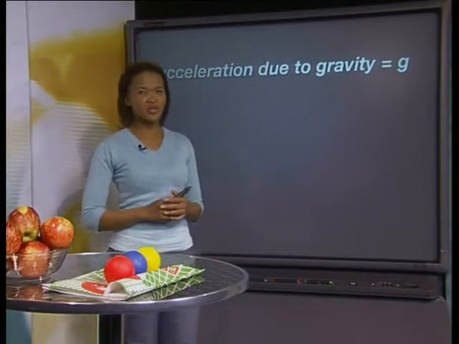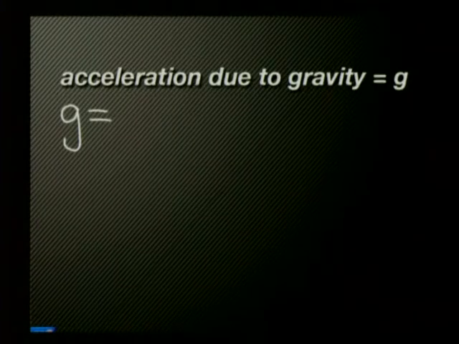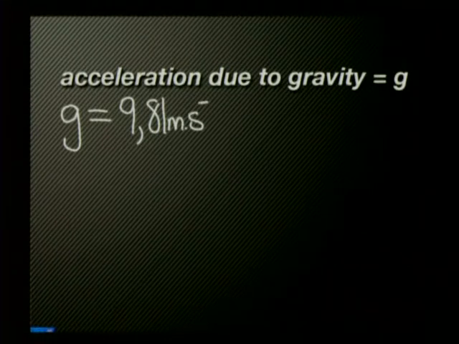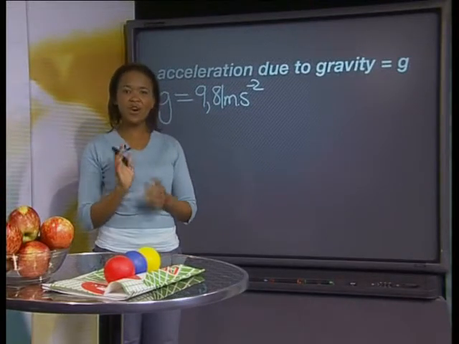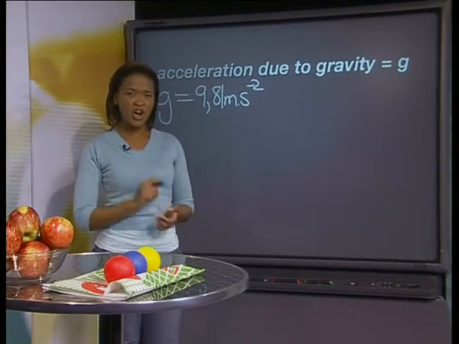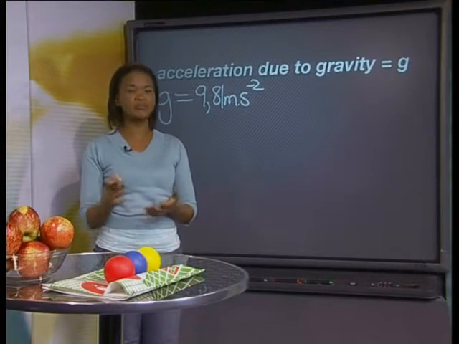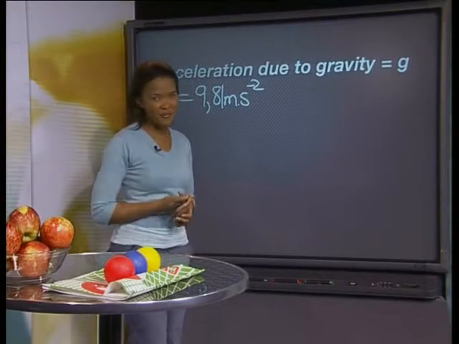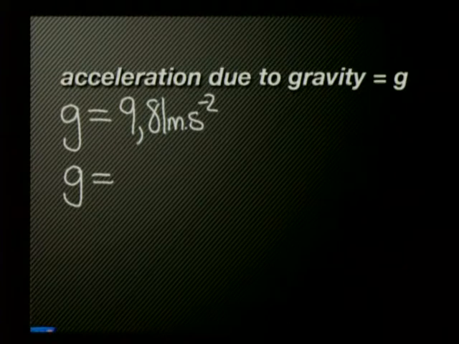The acceleration due to gravity on Earth has a value of 9.81 meters per second squared downwards. This value has been calculated for objects falling in a vacuum. When objects fall in air, they have a slightly smaller acceleration because of air resistance. For our purposes, we will approximate this value to 10 meters per second squared downwards.